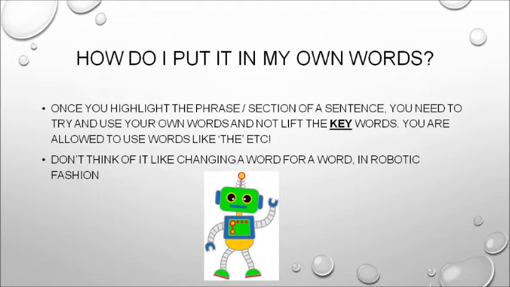So how do you put something into your own words? Well, once you've highlighted that section of the sentence, then you basically need to look at the phrase and think, what does that actually mean? You're not to lift any of the key words, but you are allowed to use other words in that sentence, things like the and stuff like that. So it's the key words that you've got to rephrase, and you won't get any marks if you've just lifted them. Don't do that thing where you think, oh, I've got to try and think of a word for every word. Sometimes it's not going to be as easy as that, and it won't make sense if you do it that way. So just look at the whole phrase and then try and think, what is the writer meaning from that whole thing.